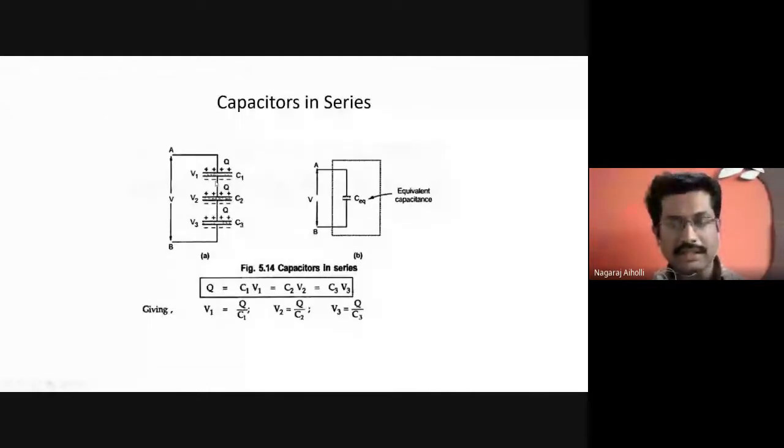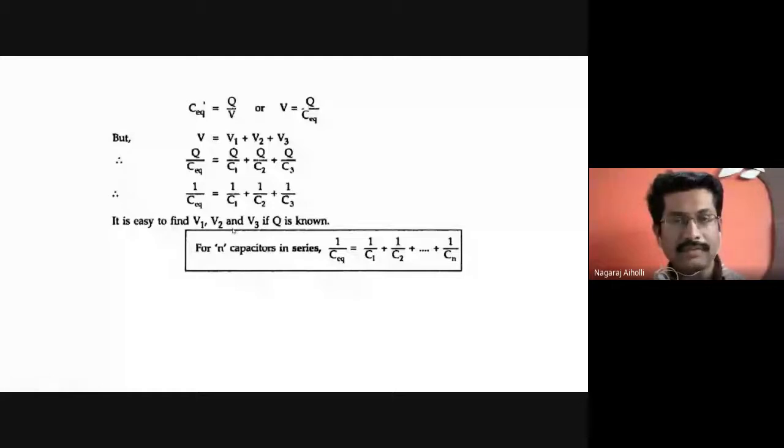For resistors connected in series, what will be the equation? R equivalent equals R1 plus R2 plus R3. But if the capacitors are connected in parallel, then the equivalent capacitance follows the same form as the parallel equation for resistors. Using these equations, we will be able to find the values of V1, V2 and V3 from the value of Q. Generalizing in series: 1 upon C equivalent equals 1 by C1 plus 1 by C2, and so on.